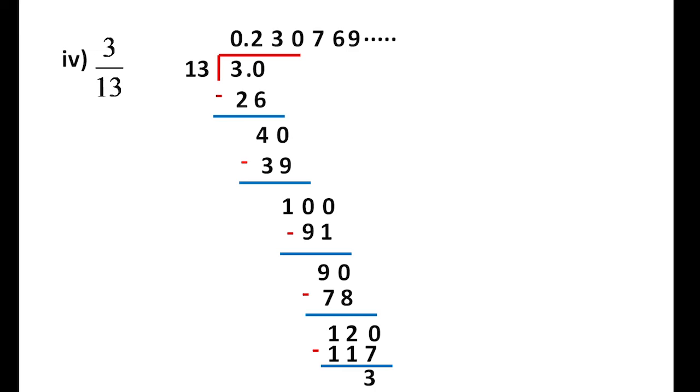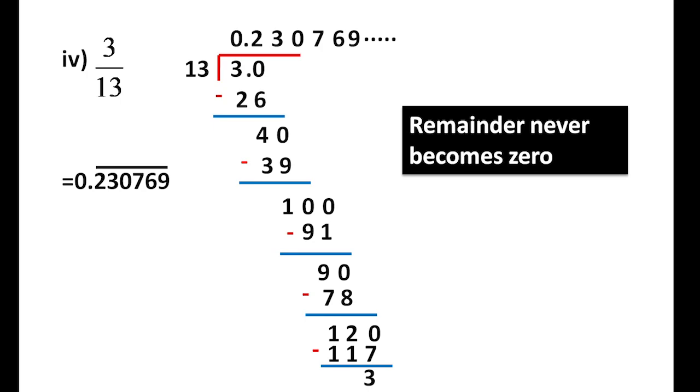So the quotient will be 0.230769, again 230769, again 230769, like that the quotient will come. Or instead of that we can write 0.230769, with a line segment over that decimal part. Is it clear? So it is repeating or recurring. The numbers in the quotient are repeating, and here the remainder will never be 0.